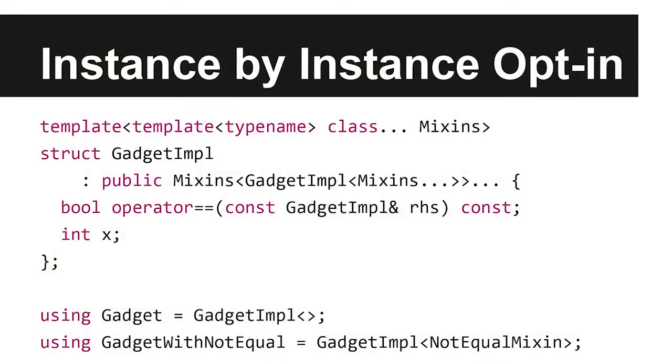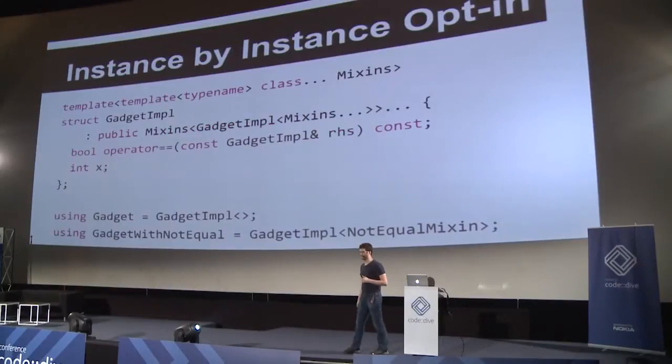Let's look at how we would do this. So, ignoring the templates for just a second, we have the same equality, we have the same integer, and at the bottom I've got just a couple of type defs, a couple of using aliases that say gadget is shorthand for gadget input with no template arguments, and we have the not equal version as well. And then the templates are kind of interesting. This is variadic CRTP, the same thing we were just talking about, but you can give any number of mixins and it will just work.